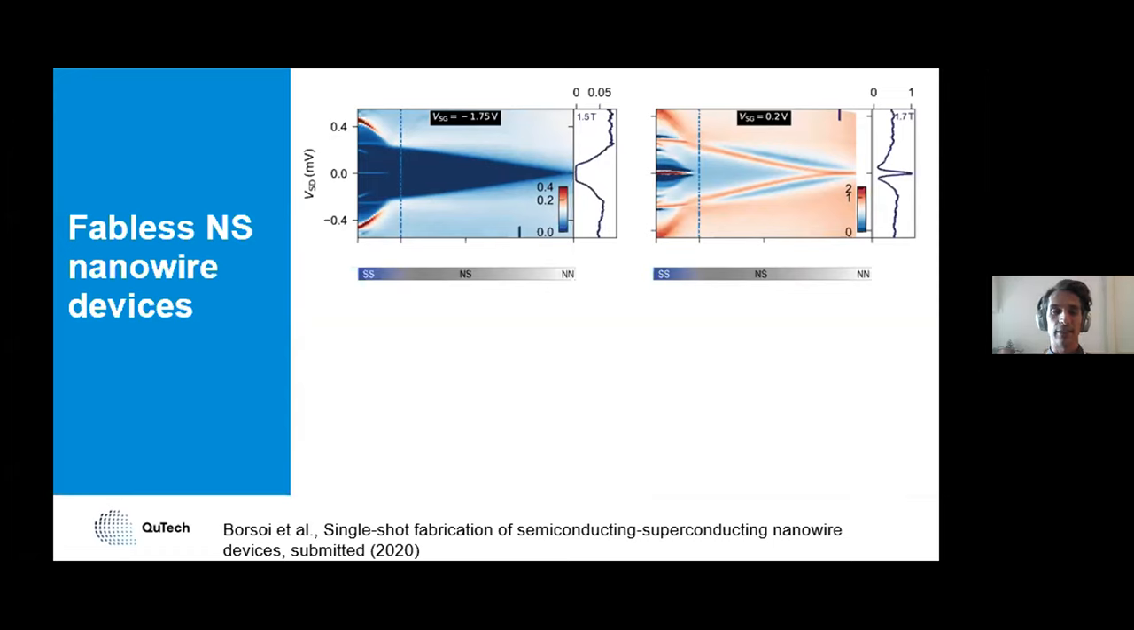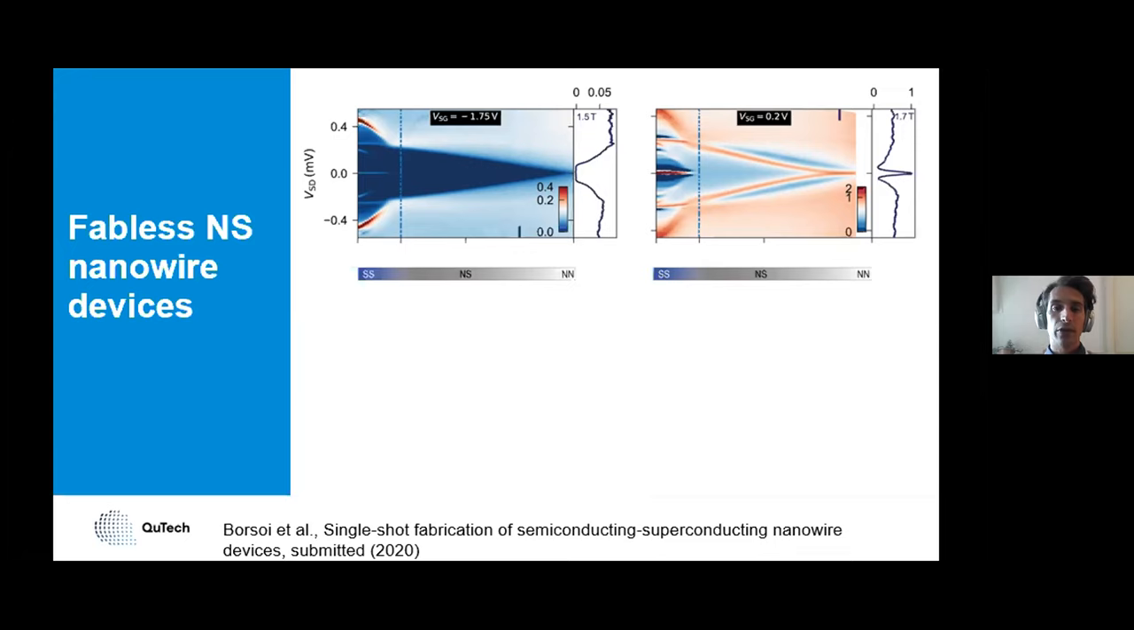This is, I think, the point of this conference. It's actually very difficult to do. But I can say that this state is not living for a large gate space in super gate and tunnel gate. So personally, I don't believe this is behaving as a Majorana mode.